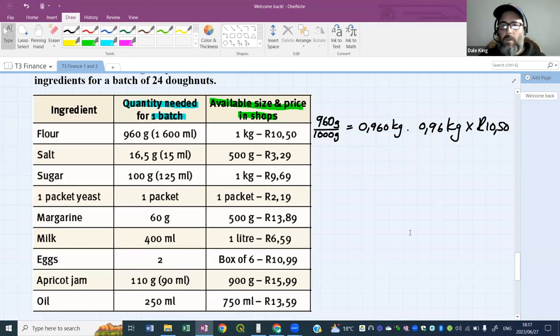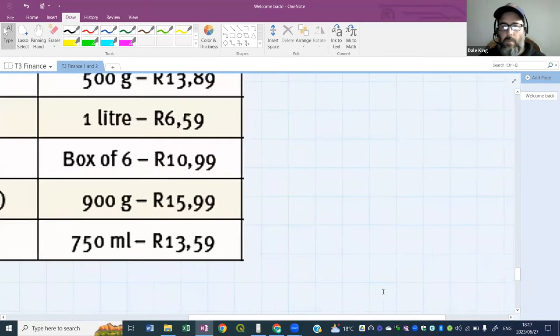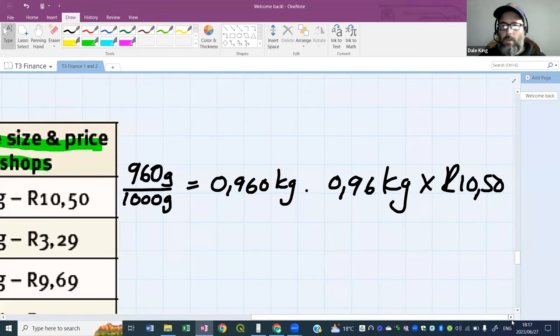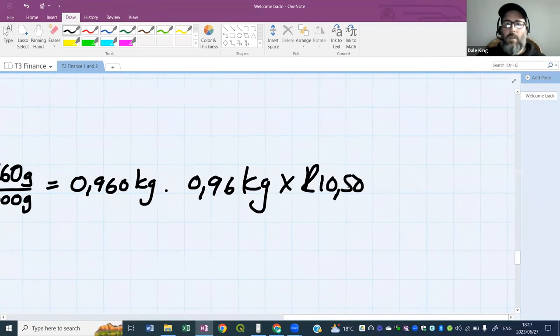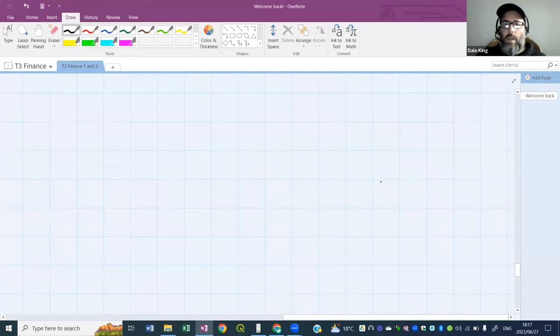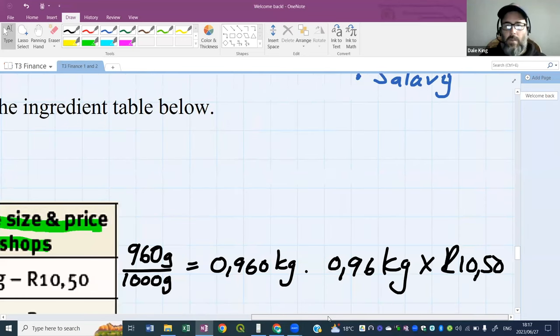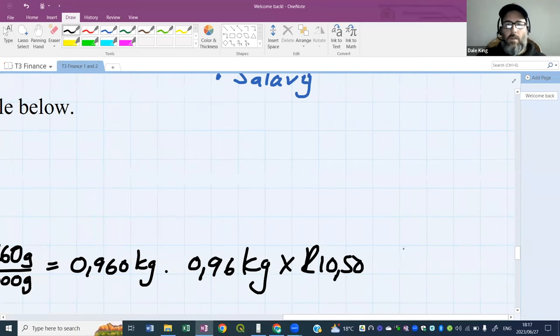Let me move over. Bear with me for a second. Move over so I can finish this off and see how much rand value. Oopsie, how many rands do I need for this flour? Sorry for jumping around so much. Scoot over a little bit. There we go.